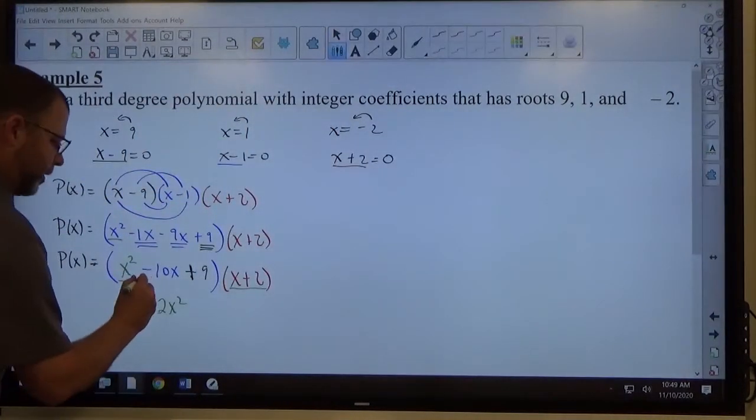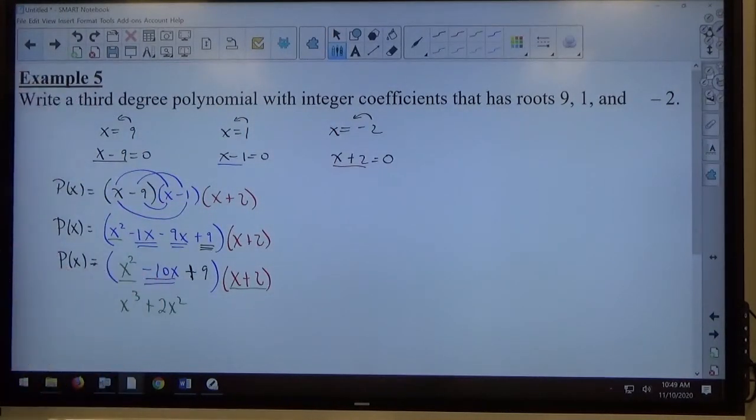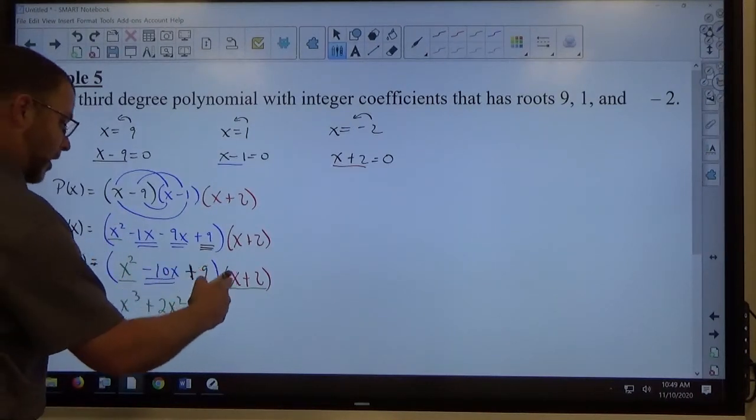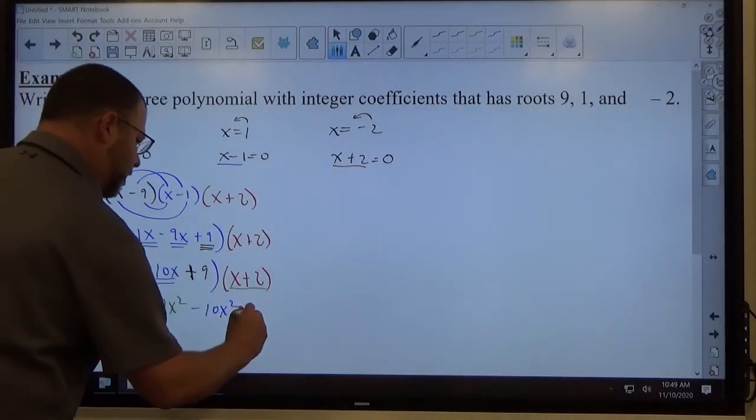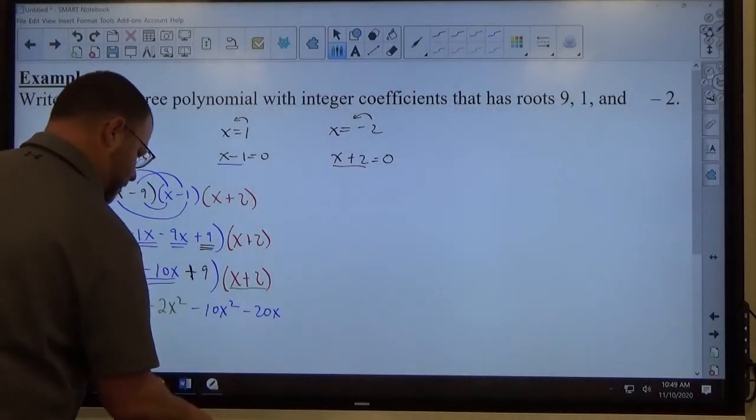Then I'm going to multiply negative 10x. It's negative 10x, it's not just 10x, the minus sign's attached to it. Pay attention to detail. This is a place where people tend to mess up, not paying close attention to detail of signs. So negative 10x times positive x makes negative 10x squared. Negative 10x times 2 makes negative 20x.